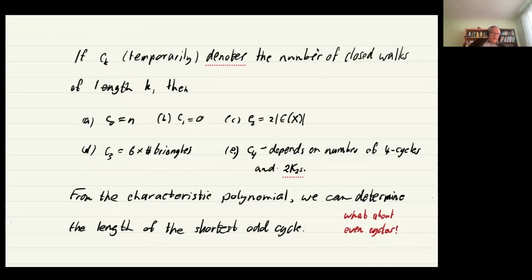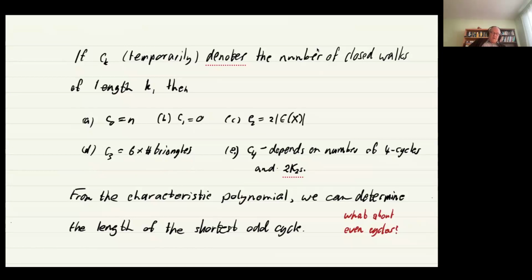If you think about it for a while, it's not too hard to see that C3 is going to be 6 times the number of triangles. So if the graph has no triangles, then C3 will be 0. So for trees, C3 is 0. For bipartite graphs, C3 is 0.